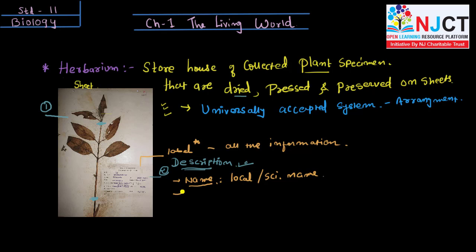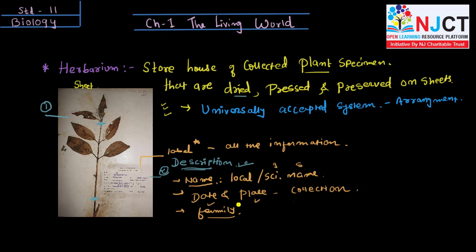Then you are going to write the date and the location, or you can say place, from where you have collected it. So it is going to be collection place and collection date. These are the things you have to write. Then you are going to write about their family. Of course, in scientific name, you have already mentioned the genus and species. We know that, right? But one more upper class which you have to include is family. So what family they belong to.